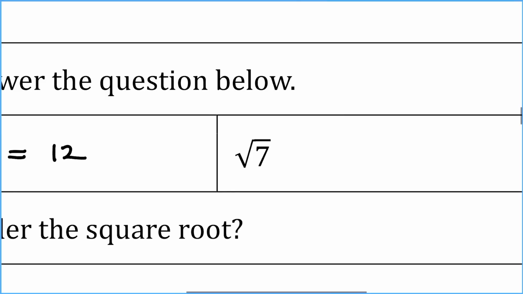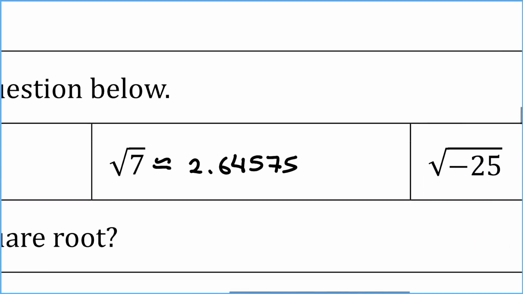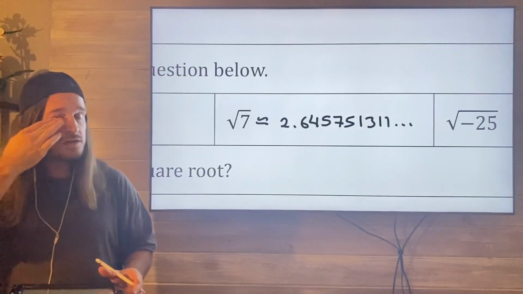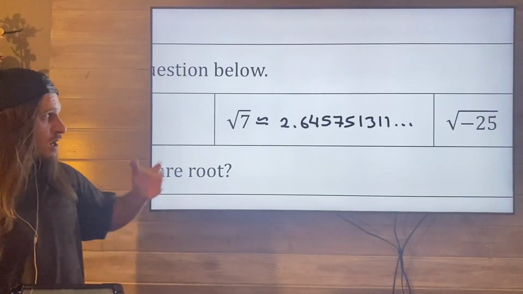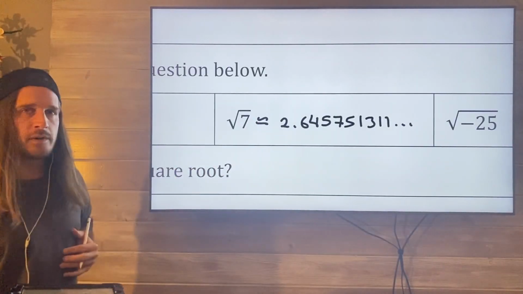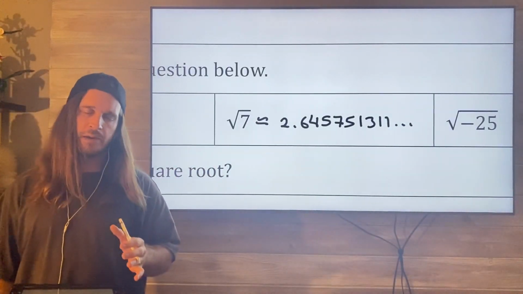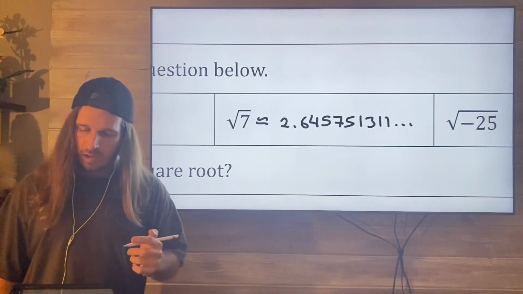How about the square root of 7? Well, I'm going to cheat here and use a calculator. The calculator gives me 2.64575131, and the calculator stops because that's as far as it can go, but this decimal goes on forever. So this is not rational. This is an irrational number, but it's still real, right? We haven't broken out of the real numbers.